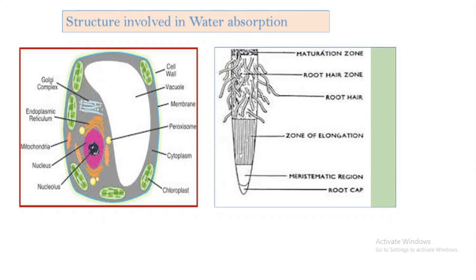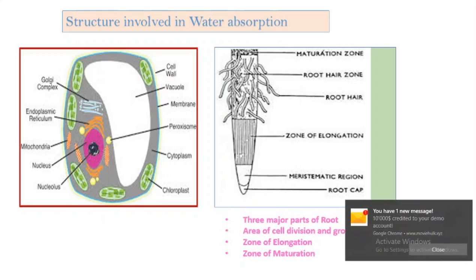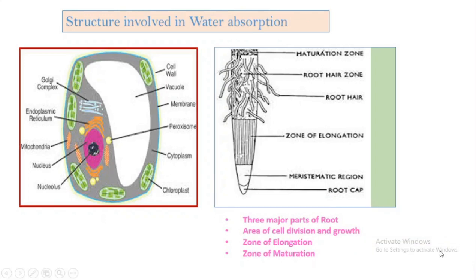This plant root mainly shows three parts. First one, area of cell division and growth. Next one, the zone of cell elongation, and third one, the zone of cell maturation. So when we see these parts one by one, the first region, area of cell division, is also called the meristematic region. The meristem, which is present at its tip, has the function of producing new cells. It is an area of cell division and cell growth.